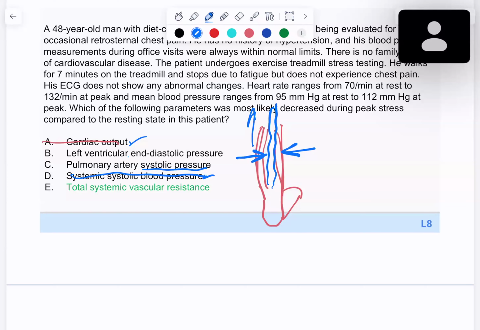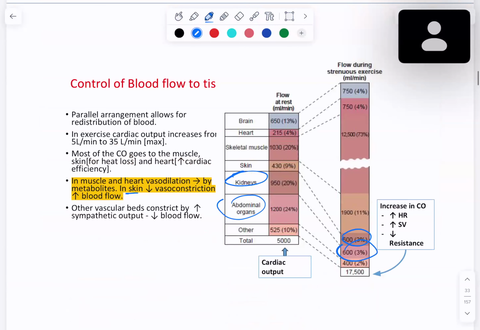Yes. Some vessels will constrict, for example, your kidneys and your abdominal organs, and some will dilate, such as those in your heart and in your skeletal muscle and in your skin. But overall, you have a decrease, as you can see here, in resistance. Okay?